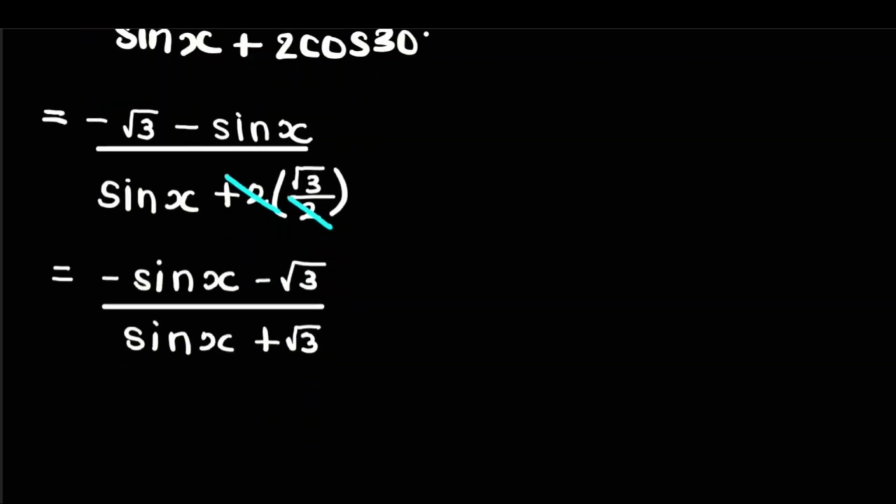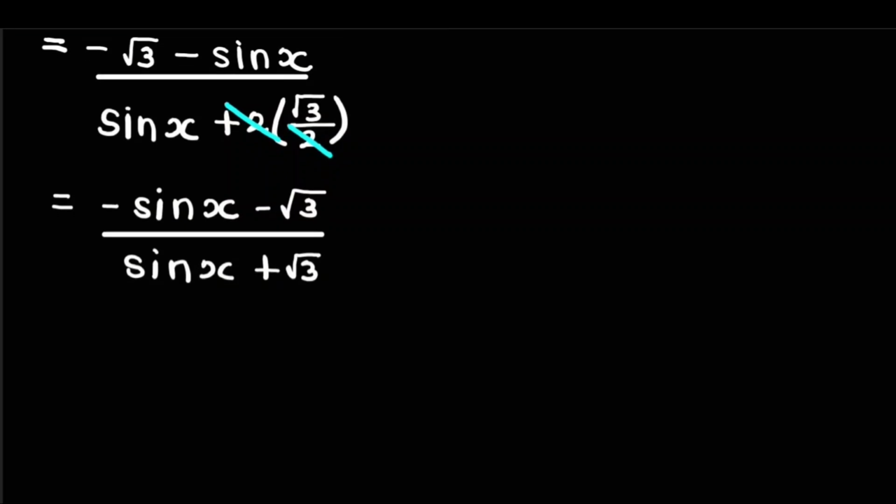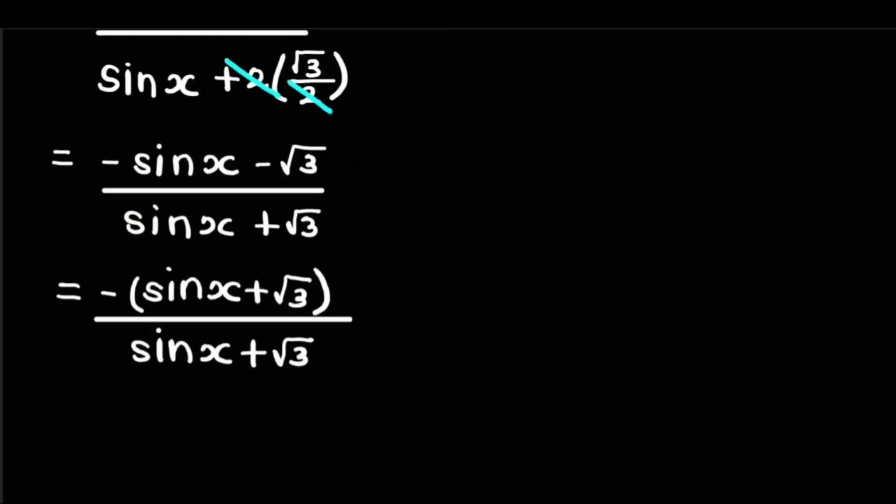And from here, what we can do is factor out that negative. So what we're left with in the bracket will be sine x plus square root 3, which happens to be exactly the same as the denominator. So this bracket cancels out with the denominator, and what we're left with is negative 1. That is our final answer.